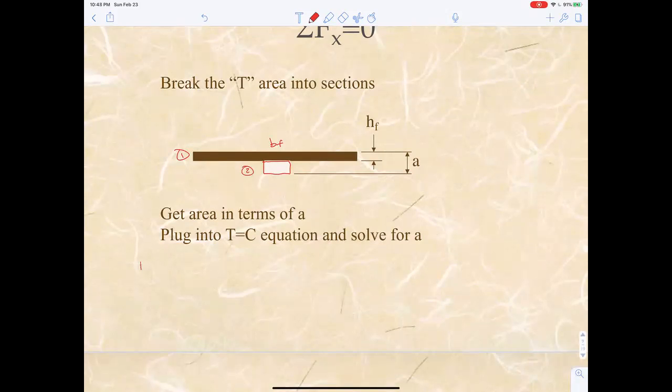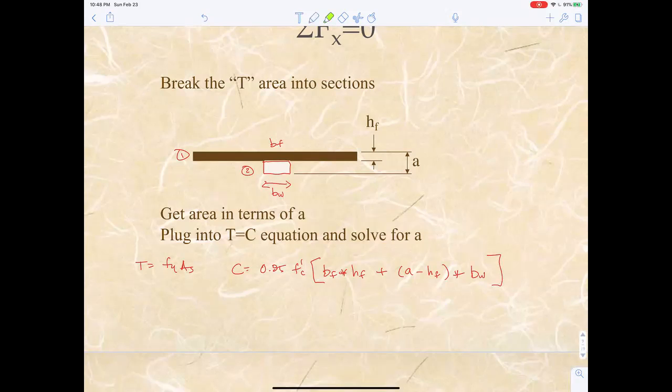So T is fy As, but C is 0.85 f'c. Okay, the area of the brown rectangle is b flange times h flange. And the area of the white rectangle is a minus the h flange, that's the height of the white rectangle, times b web, because this width is b web. And the unknown in here, you do T equals C, that's the unknown, and you just solve for a.